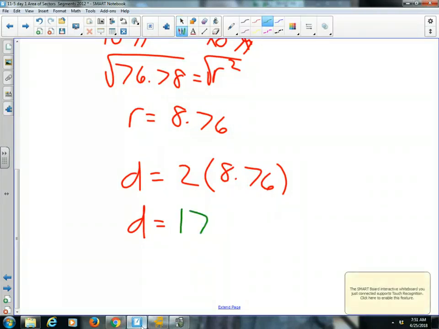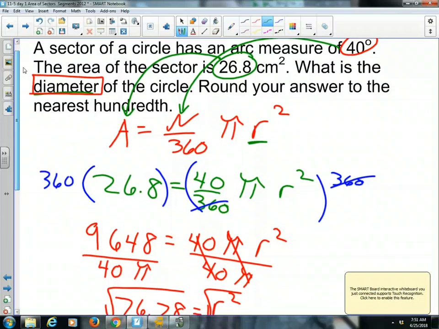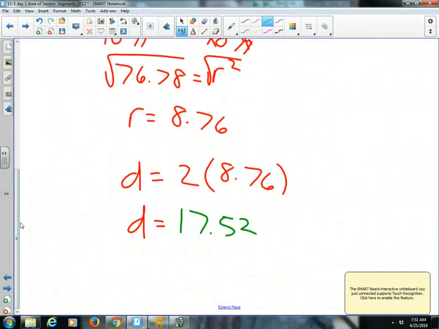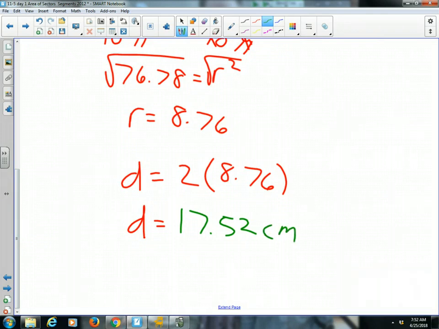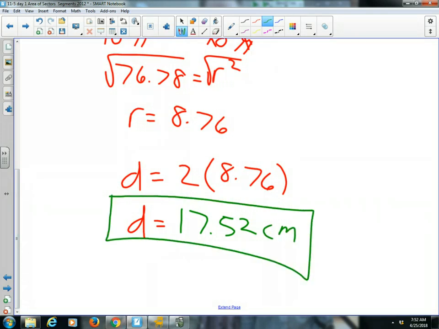Diameter is 17.52. And our units on this one, do we have any units? Let's see. It is centimeters. 17.52 centimeters. All right, that is the area of sectors.